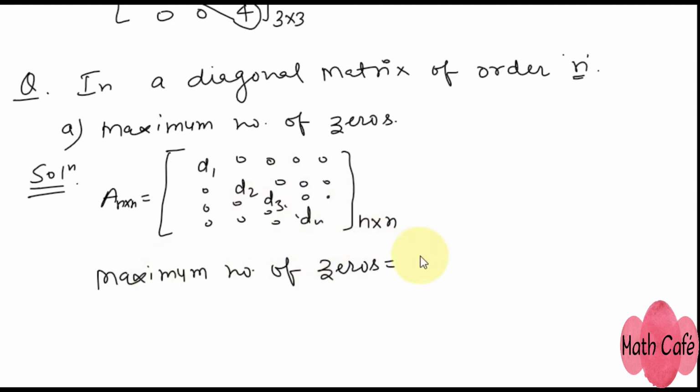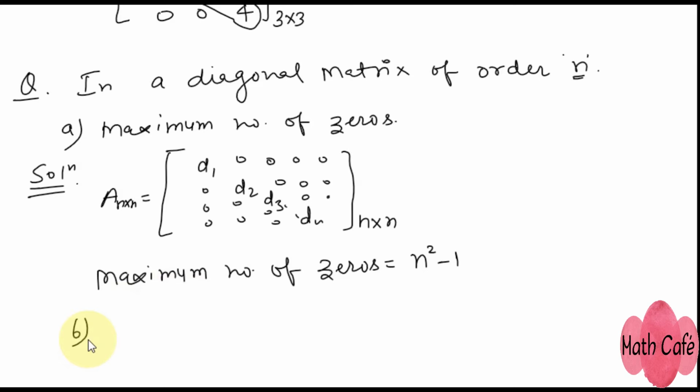So maximum number of zeros would be, total elements are n square, in which we know that not all the diagonal elements can be 0. So we will take at least one non-zero diagonal element. Let's say d1 is non-zero and d2, d3 and up to dn can be 0. So one element will be non-zero, so I will subtract it from total number of elements. So n square minus 1 will be maximum number of zeros. All right, hope you understand this.